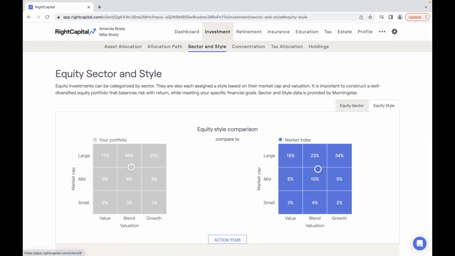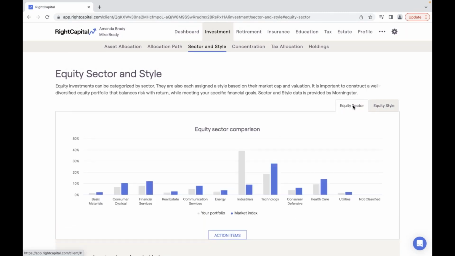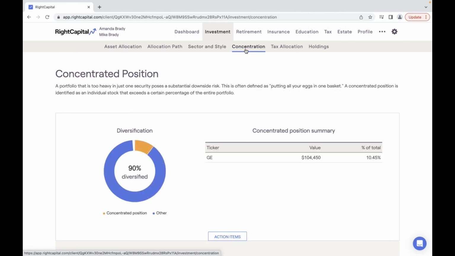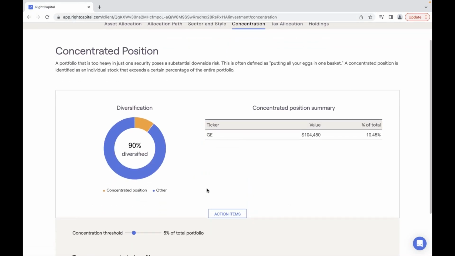We can also see the breakdown of style here, and overall, for sector and style, that'll give us some direction, but we can also look to make sure that the client is not overly concentrated in any one position. And we could even list specific thresholds of what we might talk to as different concentration amounts.